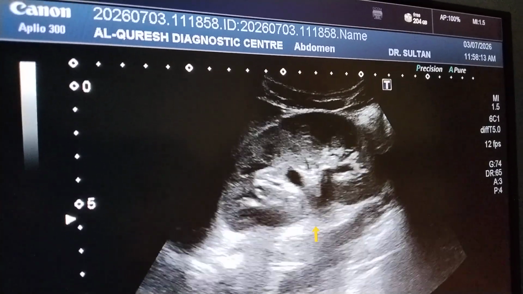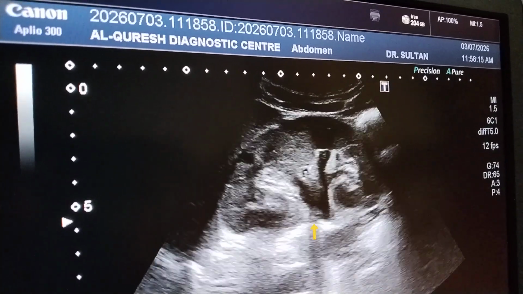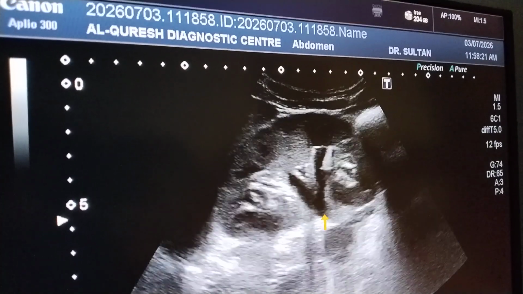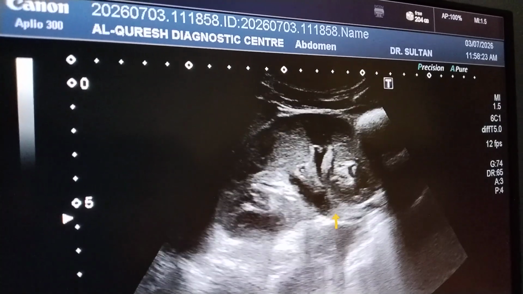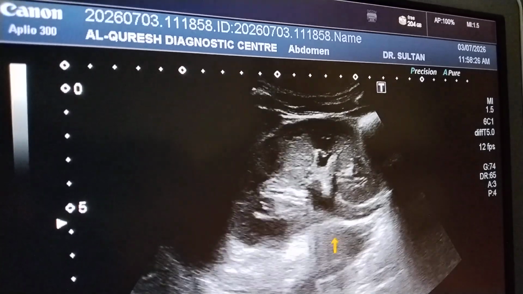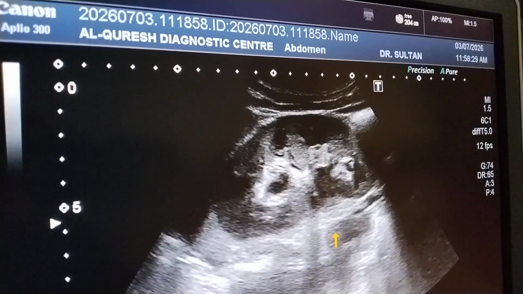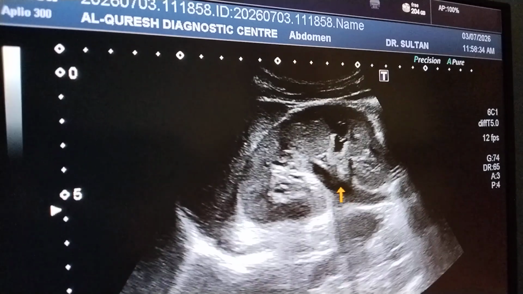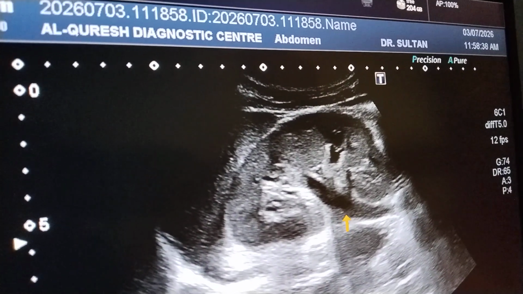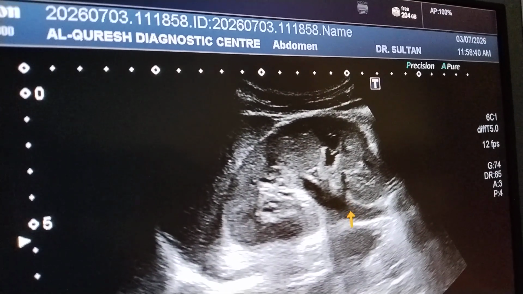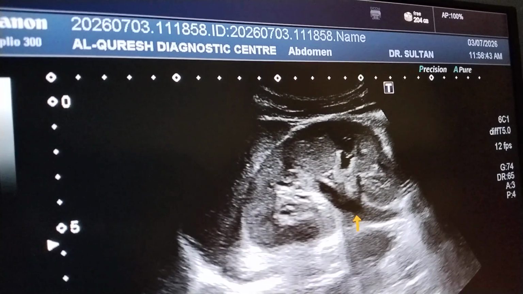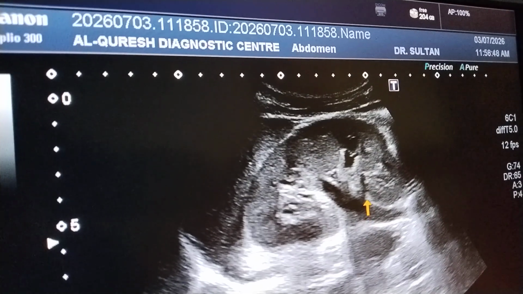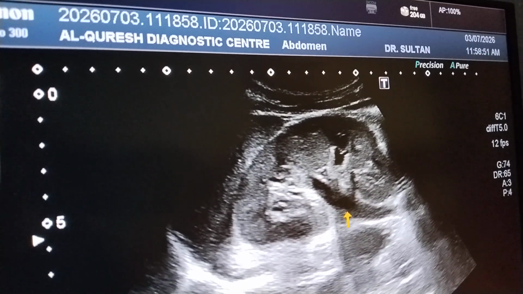So there are 4 portions of the ureter. Number 1, the pelvi-ureteric junction portion. Where the renal pelvis combines with the ureter, there is a sharp turn, you can appreciate here. So this is the renal pelvis and it is making a slight turn here. This is the pelvi-ureteric junction, or PUJ portion.